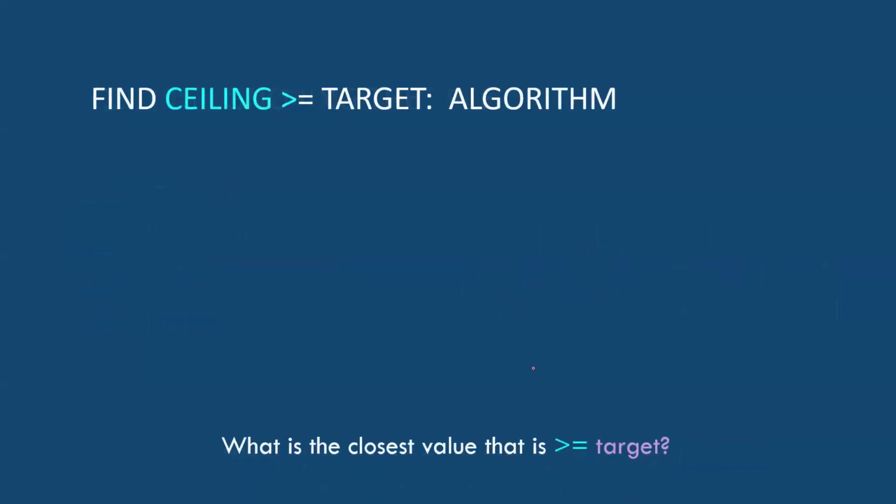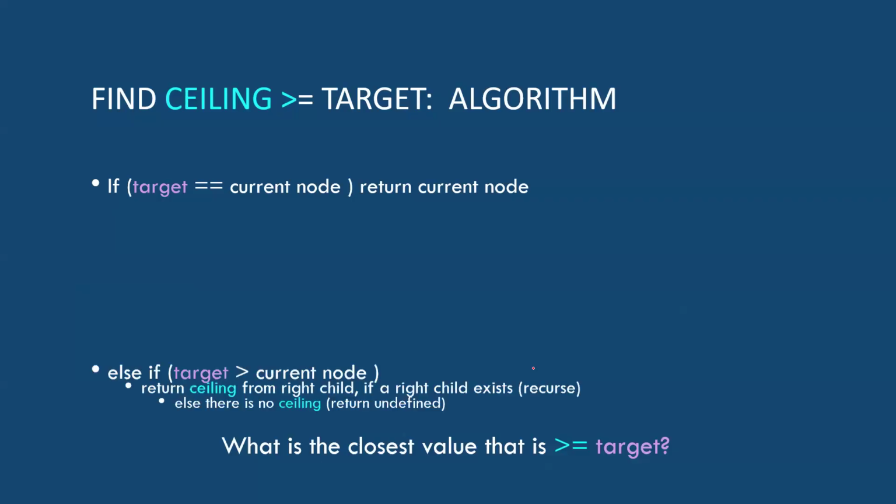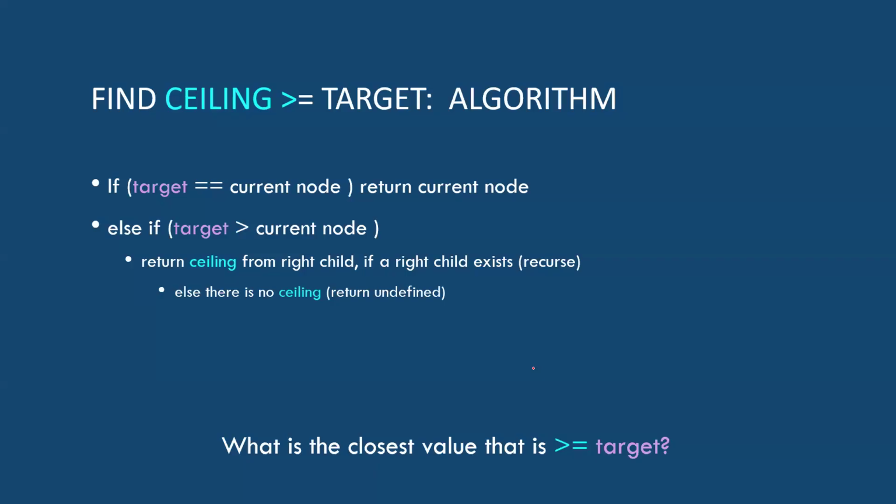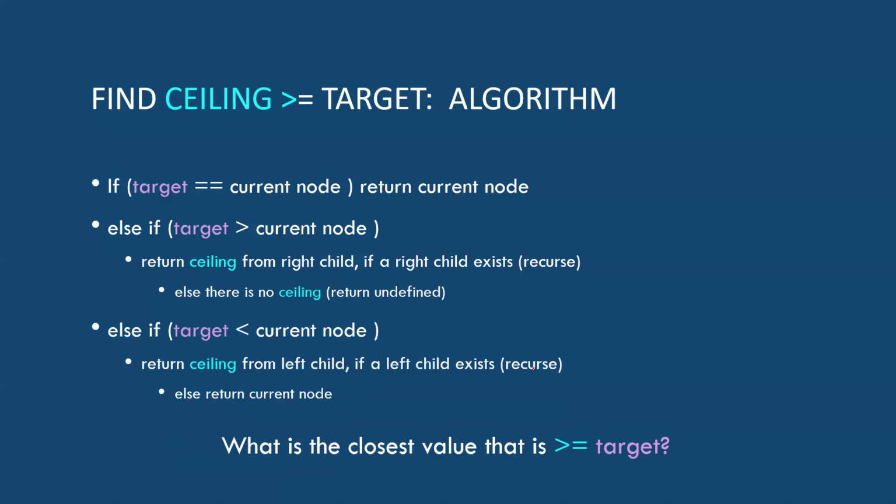Okay. I don't know if I have the code for this, but the algorithm is: if the target is equal to the current node, then just return the current node. That's an easy one. Otherwise, if it's greater than, then return the ceiling from the right child, if there is one. Otherwise, return null or undefined. So we recursively just keep looking. And same thing, if it's less than, we go the other way. So it's not too different than a search. We just have a slight change to the code.